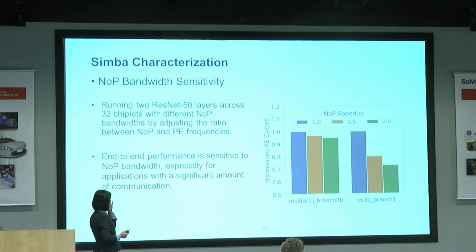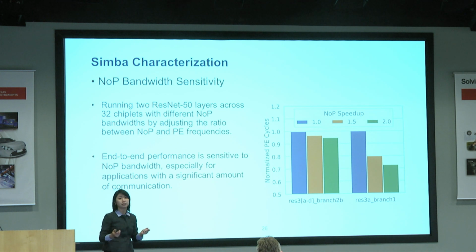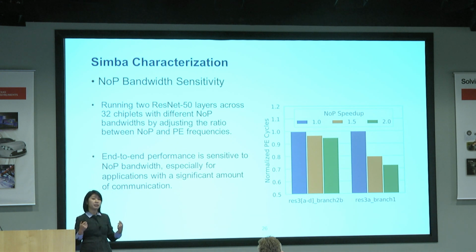In this demonstration, we pick two layers and sweep the NOP frequency across three different frequency settings. We notice that some layers, for example the one on the left, are fairly insensitive to the NOP frequency. When you almost double the NOP frequency, you only get less than 10% performance improvement. But some layers are fairly sensitive to the NOP frequency, meaning they are bottlenecked by the bandwidth available in the network-on-package system, which significantly limits the performance.